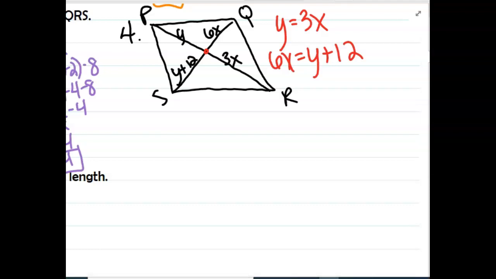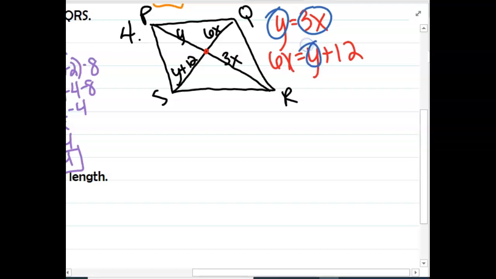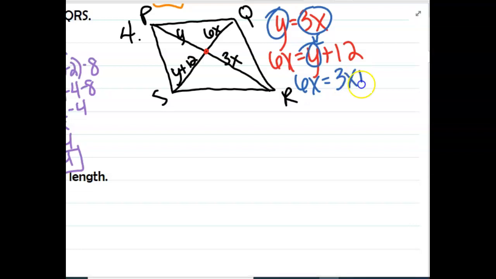Now, if you look at the first equation, it says that y equals 3x. So y and 3x are the same thing. So you can use y, or I can use 3x. So in that second equation, we're going to do 6x equals, but instead of y, that first equation tells me that I can use 3x because they're the same thing. So we're going to do 3x plus 12.